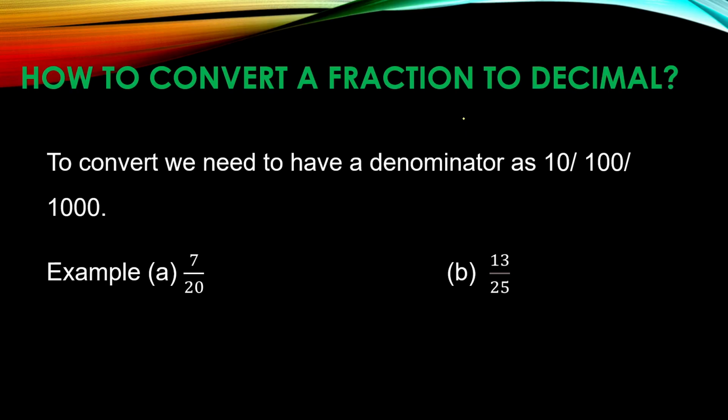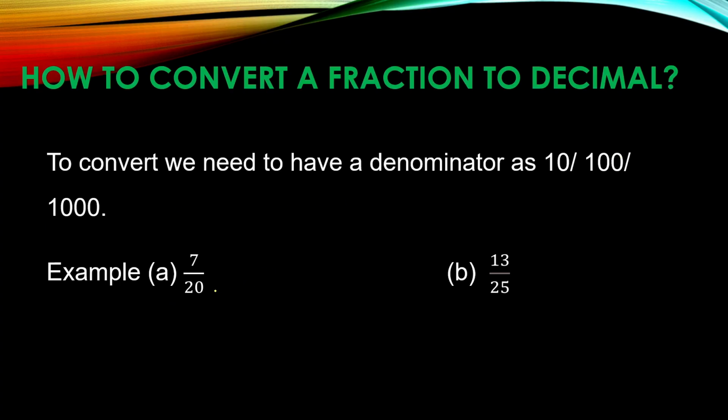Now we come to the next step, how to convert a fraction to decimal. This is the first method of converting a fraction to decimal. To convert, we need to have a denominator of 10, 100 or 1000. Because if we have a denominator of 10, 100 or 1000, we can easily convert any fraction to a decimal. Now, for example, this fraction is given to us and the question is to convert this fraction into decimal. How to convert it? We want our denominator as 10, 100 or 1000.